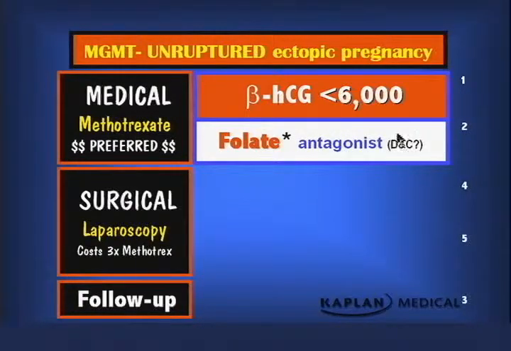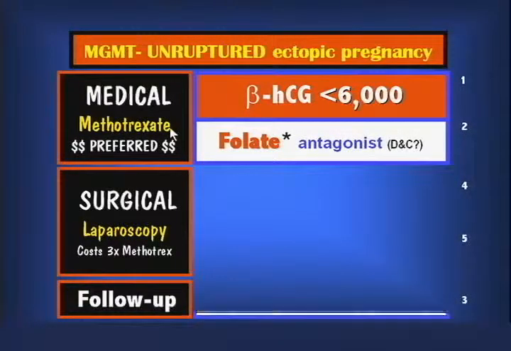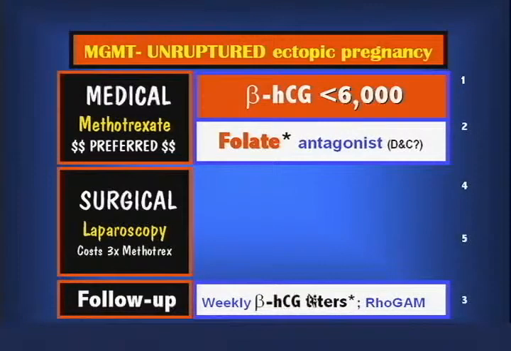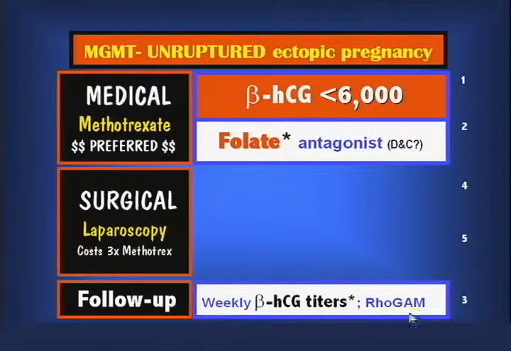Some people would say you should also do a D&C anytime you use medical management. That is not universally done. How do you know if the folate antagonist, the methotrexate, has worked? You've got to do weekly beta-HCG titers. And you want to follow that until the beta-HCG titer becomes 0 or undetectable, which is typically less than 5 milli-international units. Always remember, if she is Rh negative, she may need to get RhoGAM.